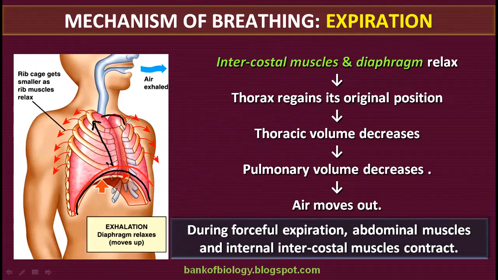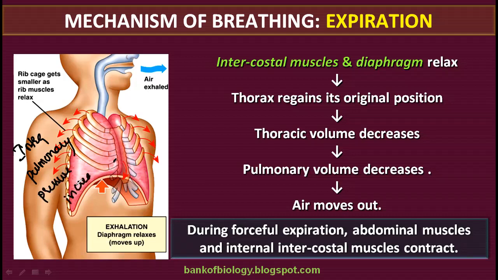When thoracic volume decreases, automatically lung volume also decreases. Then pulmonary volume decreases and intrapulmonary pressure increases. Here you have to understand, in this case, intrapulmonary pressure increases. So that brings the air from the lungs to the outside, to the atmosphere. So that's it. This is the complete story of inspiration and expiration.